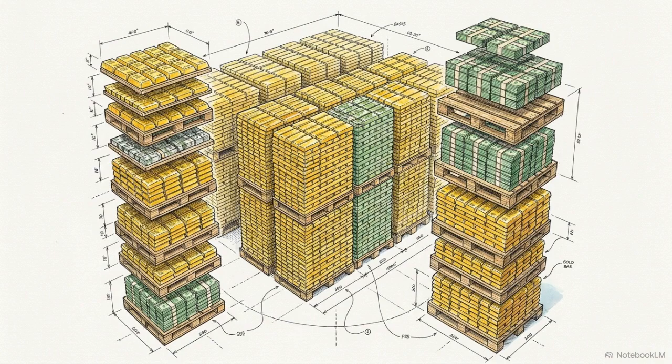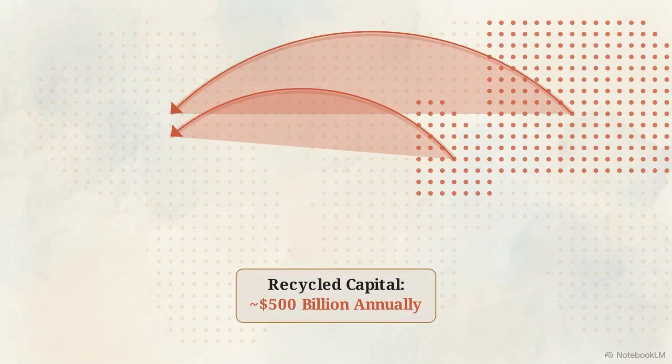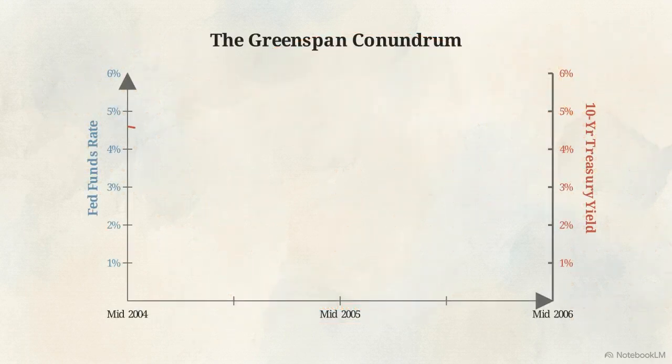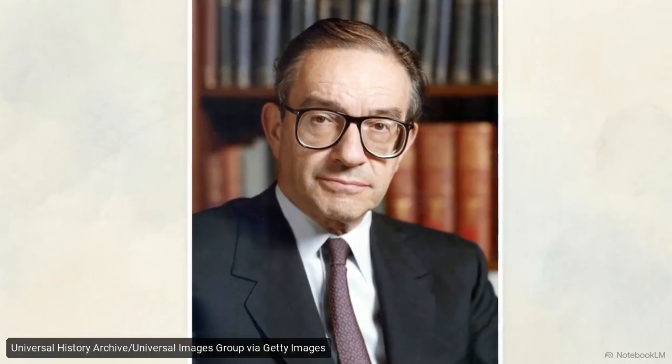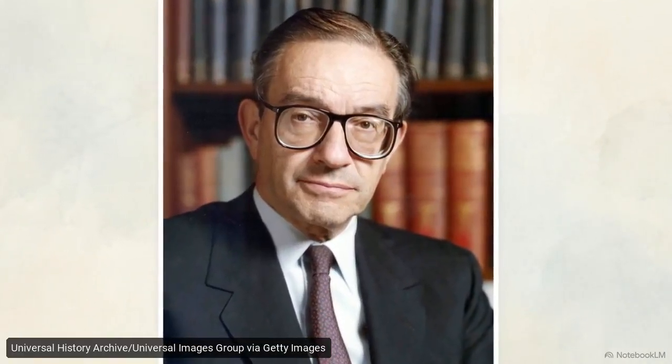Massive current account surpluses were building up in China, Japan, and oil-exporting nations. This created an estimated $500 billion in foreign capital annually, recycled directly into U.S. debt. As this dual-axis chart shows, this deluge pushed long-term Treasury yields down, even as the Fed raised short-term rates. This inverse movement became the Greenspan conundrum.